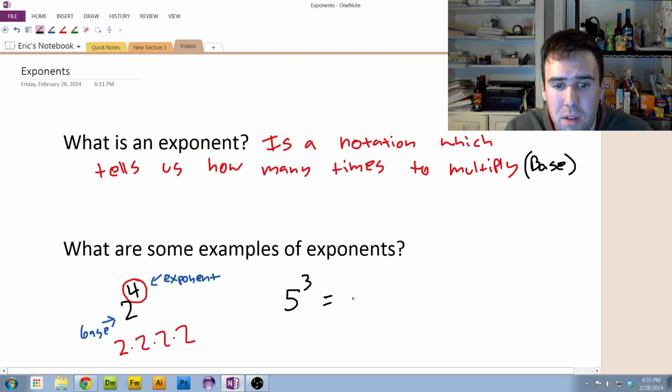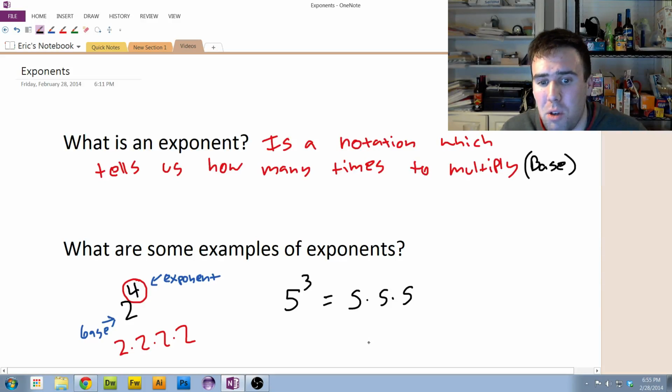So that 5 cubed, 5 times 5 times 5. It appears 3 times, just like down to the left, the 2 appeared 4 times.